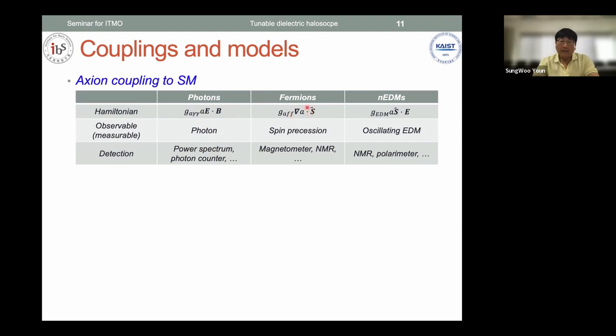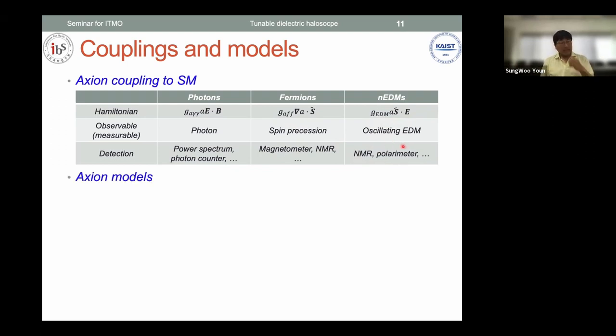So the spatial gradient of the axion can also couple to the spin of the fermion, and then basically induce the spin precession of the nuclei, which can be sensed by magnetometer or NMR techniques. And then the time-varying axion field can also couple with the gluon, which can induce an oscillating EDM inside the nuclei, which is still measurable using NMR techniques or a polarimeter in the storage ring.